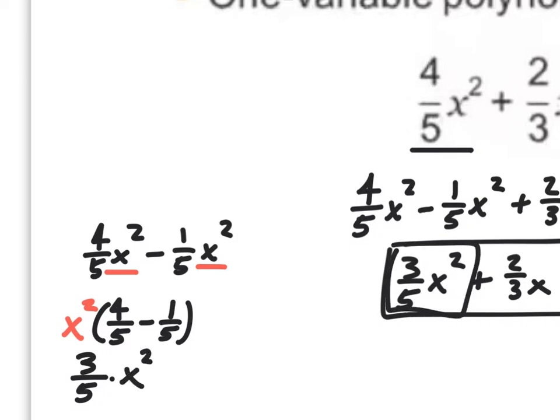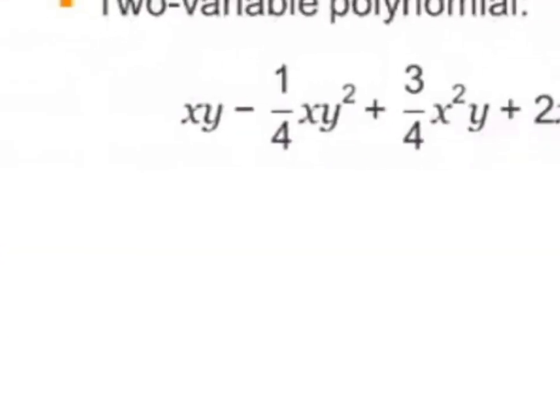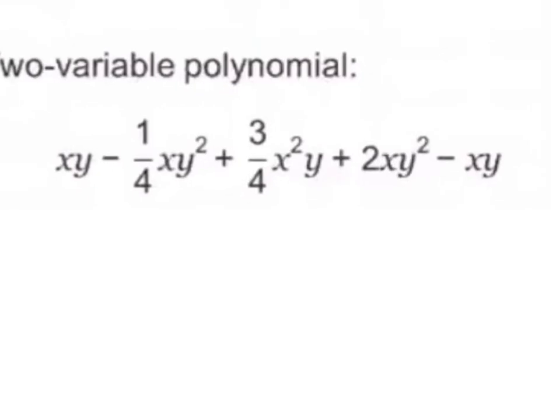Okay, so however you want to think about it, I always struggled with this, and I always just remembered, hey, the trick is add your coefficients or subtract them, whatever, but then keep your variable with that same exponent, okay? All right, let's look at something that's a little bit harder, and let's combine like terms on this, all right?